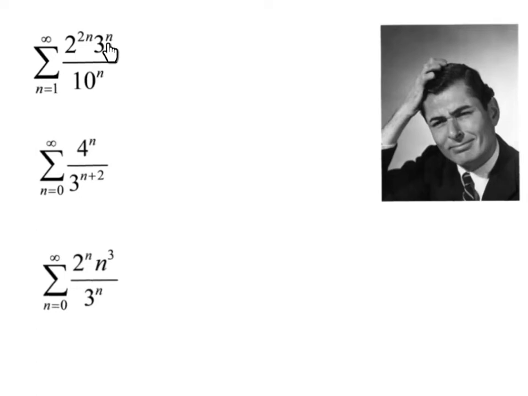Because of all these things being raised to the n, I think we could also use the nth root test, and that's what I'm going to try and do here. I'm going to rewrite this as 2 squared to the n and 3 to the n over 10 to the n. Just make sure you see 2 squared to the n is 2 to the 2n.